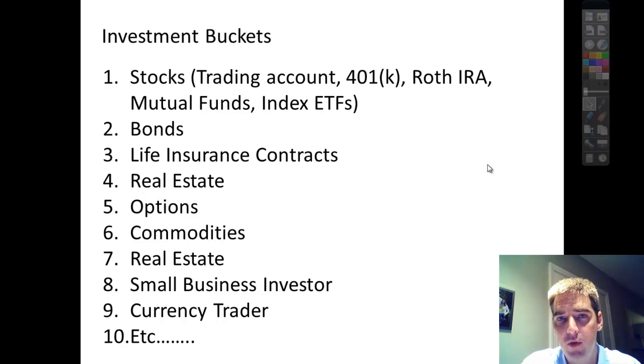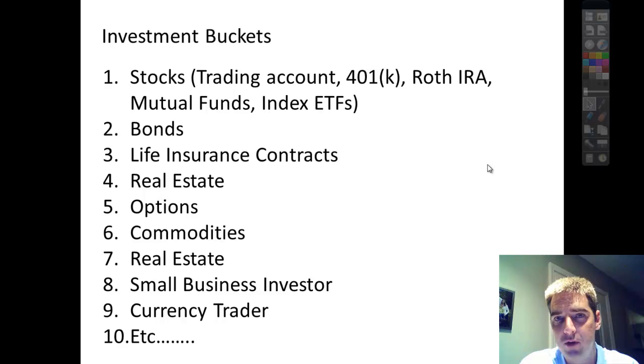Not real estate that you live in, but real estate that you rent out to other people. Or you could do what's called a real estate investment trust, which is another option to invest in real estate without having to do the day-to-day operations of managing the property. You could do options, commodities, real estate, small business investor. I have real estate on there twice. One should really say REITs, and the other is direct investment in real estate. But there's a lot of different ways you can go with real estate.